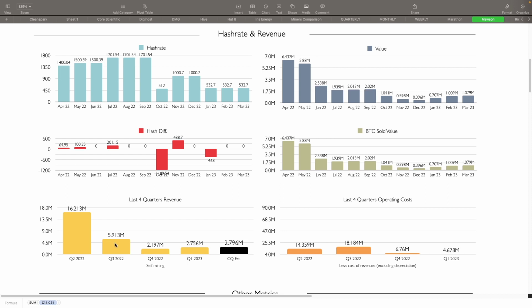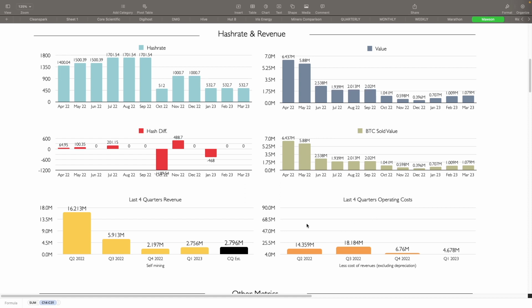Q3 way down here to 5.9. Q4 down even more to 2.19. And then Q1 came in a little bit higher at 2.756 for their self-mining. I'm estimating them to be about 2.7 in the current quarter that we're in, so Q2. Their last four quarter operating costs here have been coming down as well.